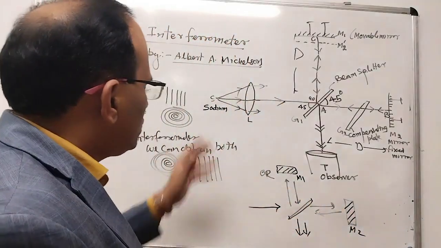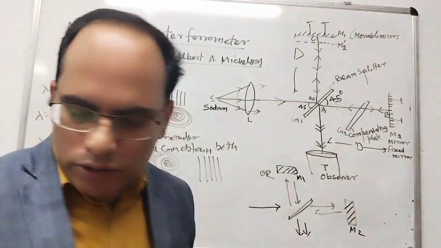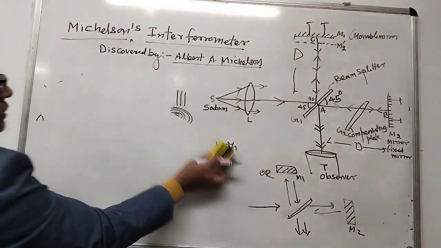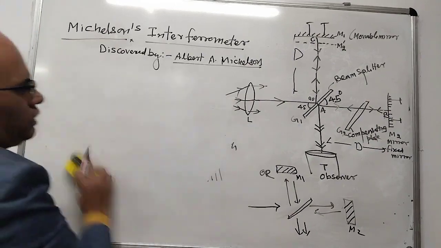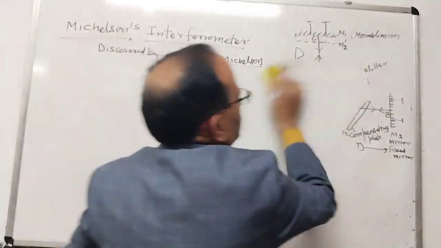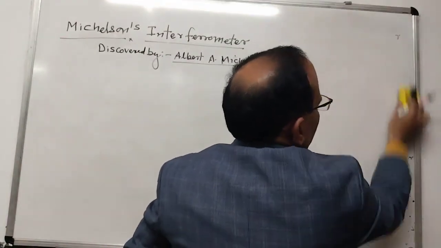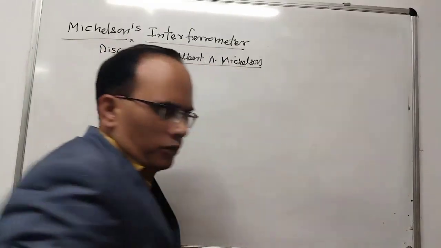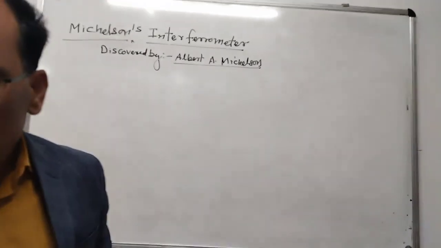Now understand the application part of this Michelson Interferometer. The first application is how to obtain the wavelength of a given source. As you know, in the previous topic we calculated the wavelength of sodium light. Here we can also obtain the wavelength of sodium light. The application part is very important. Understand the derivation part, and let us calculate some numerical problems also.